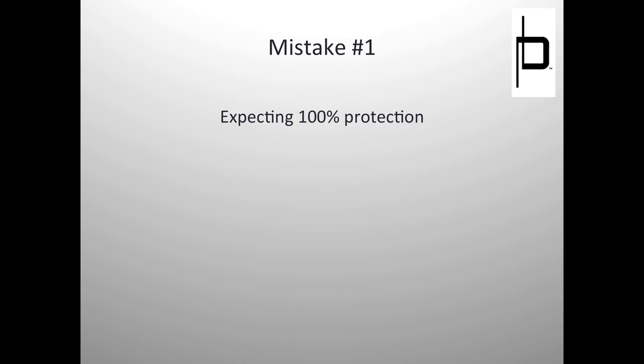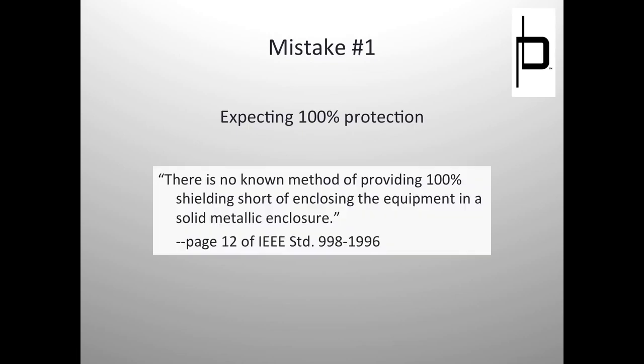Absolutely. If you get nothing else from this class, lightning is a highly probabilistic phenomenon, and we do not have the science to know exactly what lightning is going to do every time. All the formulas you just saw have some level of probability interlaced into them because they're all based on observation. Even IEEE 998 says this: there is no known method of providing 100% shielding short of enclosing the equipment in a solid metallic enclosure.